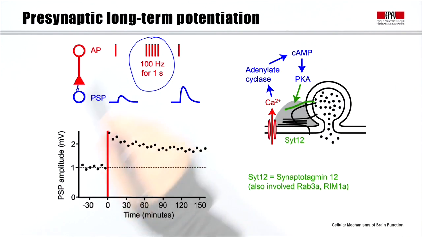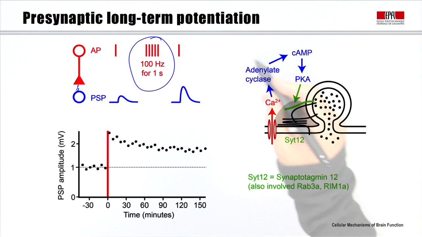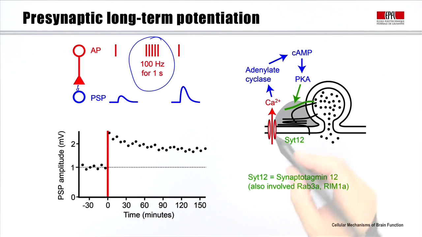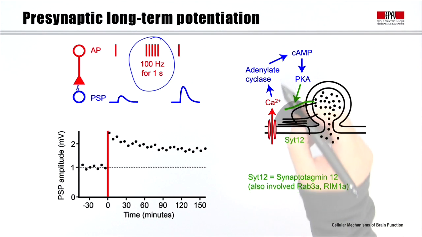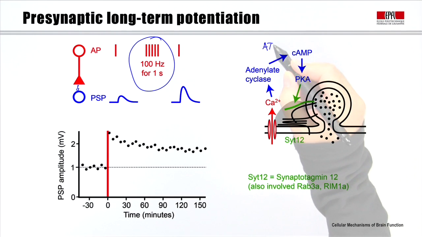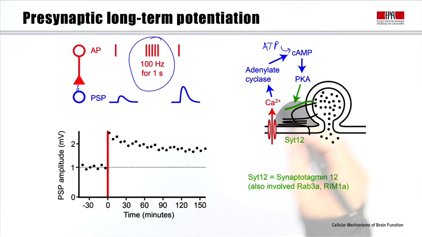And molecularly, what's thought to be happening at synapses that express long-term potentiation is that the calcium influx during the high-frequency train activates an enzyme called adenylate cyclase. There are calcium-dependent forms of adenylate cyclase, and so the calcium that floods in during the presynaptic train of action potentials activates adenylate cyclase. That in turn turns ATP into cyclic AMP. That's the job of adenylate cyclase.